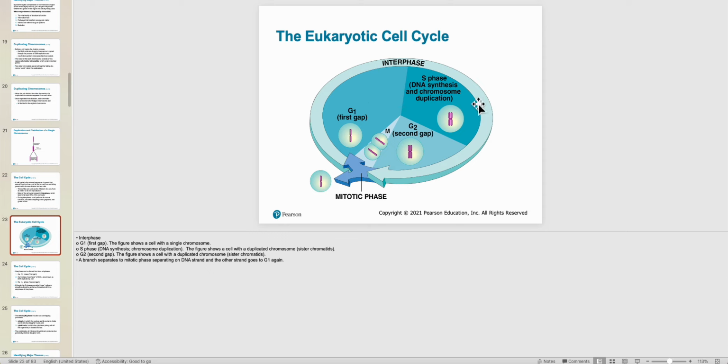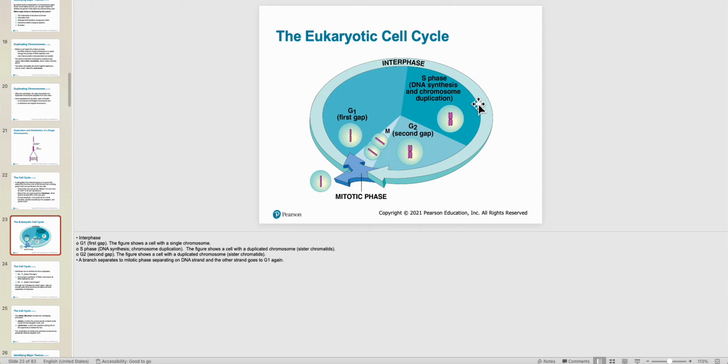Then during S phase, that's where it's actually making a duplicate of the chromosome. So you got to make a copy of it. Remember, you have 46 chromosomes, 46 chromosomes in a typical human cell. So we're going to make a copy of the 46 so that when we make new cells, the two new cells can have their own 46 when it comes to mitosis. So we're making copies of it.